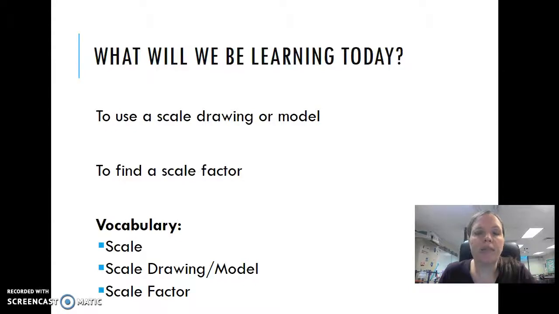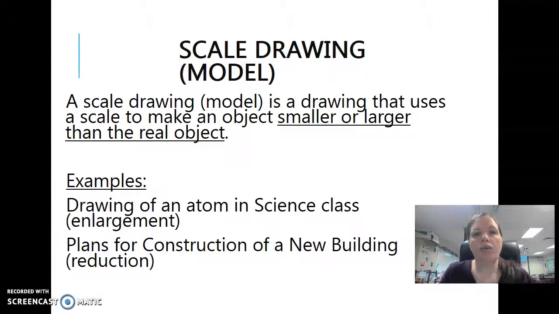If you need time to think, time to write, make sure you pause the video and think about what you're looking at. So when we look at scale drawings, and scale drawings could be a model or something drawn, could be something 3D, but a scale drawing is a drawing that uses a scale to make an object either smaller or larger than the real object. So our purpose in having scale drawings really is to use it for something larger or smaller than what we can maybe fit on a piece of paper.